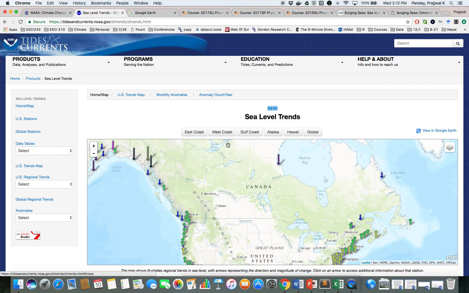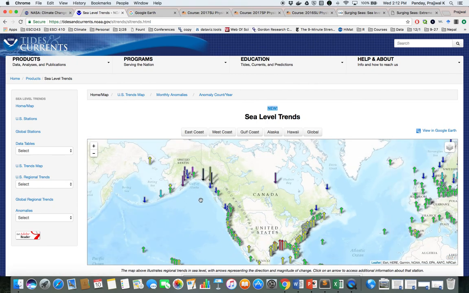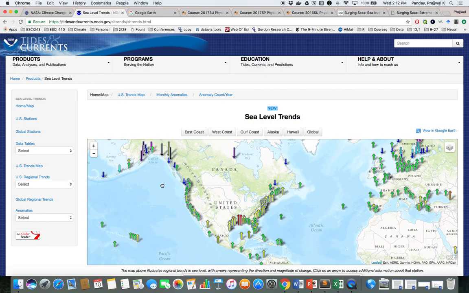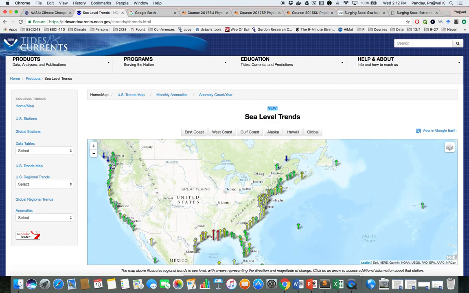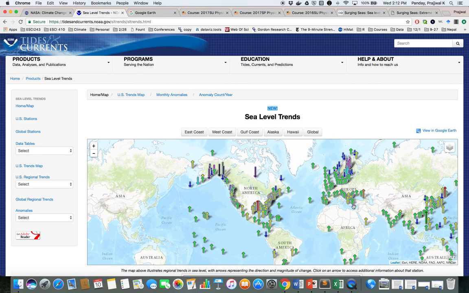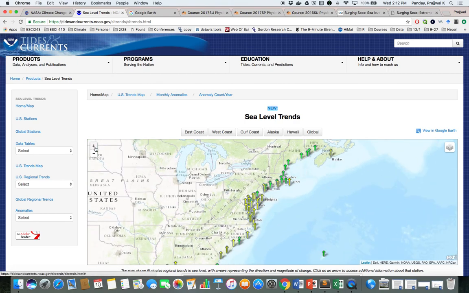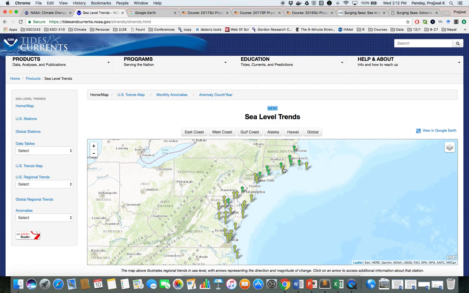Another resource here, these are all provided in the PowerPoint, shows based on tide gauge observations how sea level has been changing across various places. The green arrows pointing up indicate an increase in sea level. The blue arrows pointing downwards indicate a decrease in sea level. What we see globally is a lot of green arrows pointing upwards, indicating increasing sea level rise.